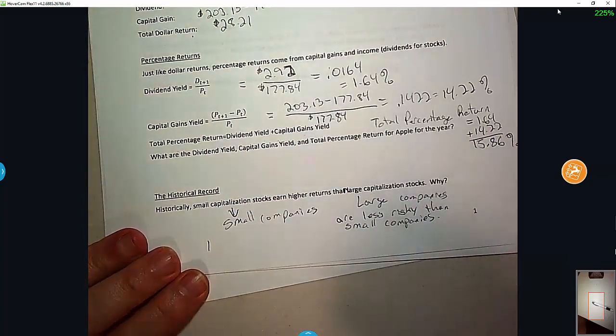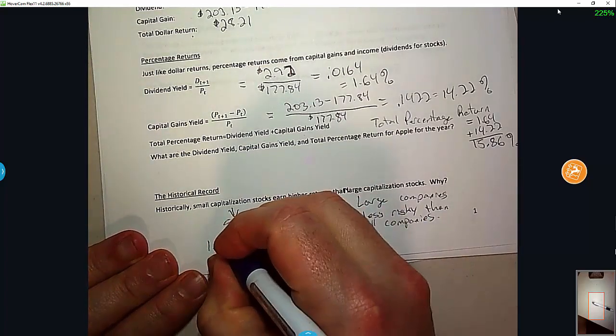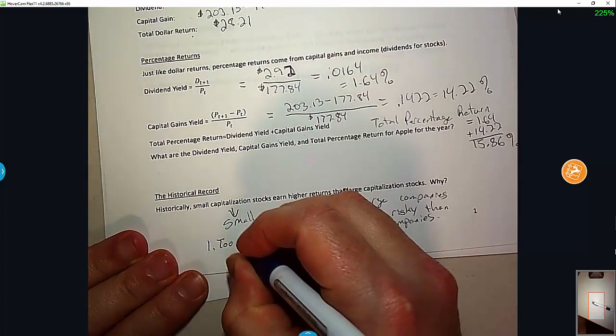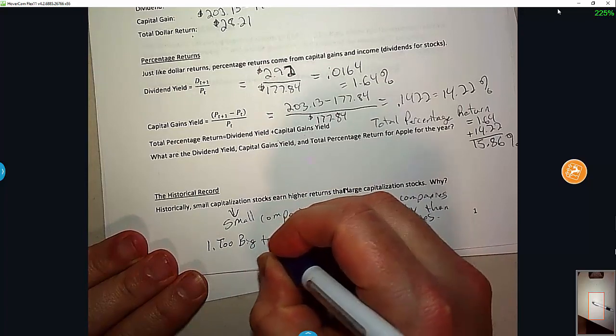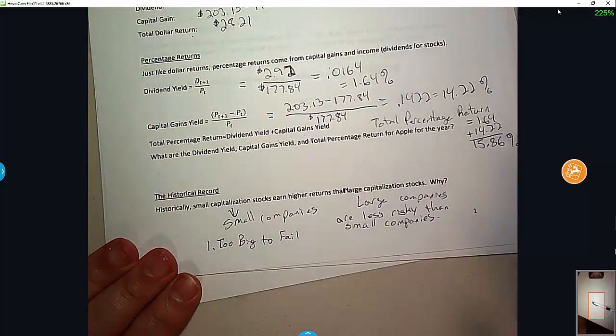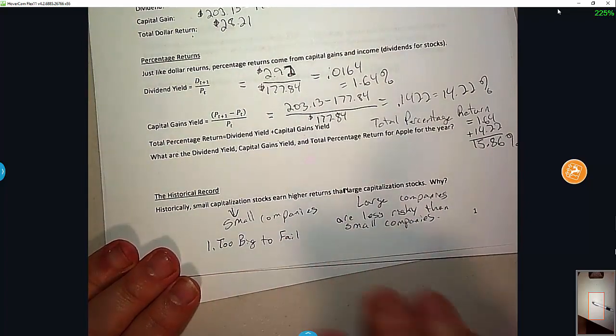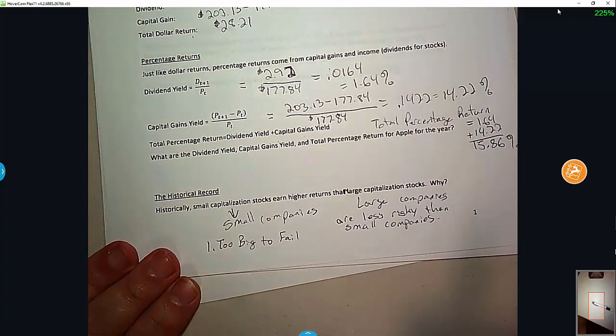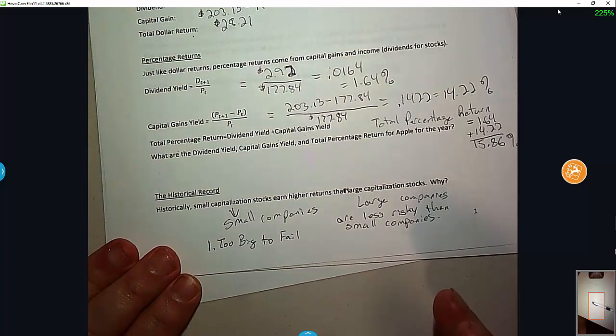One, you might have heard the term too big to fail. At a certain size, society and specifically our government won't allow a company to fail. We've seen this several times. General Motors in 2008, the U.S. government stepped in, purchased the majority of the equity in General Motors to keep it from failing.